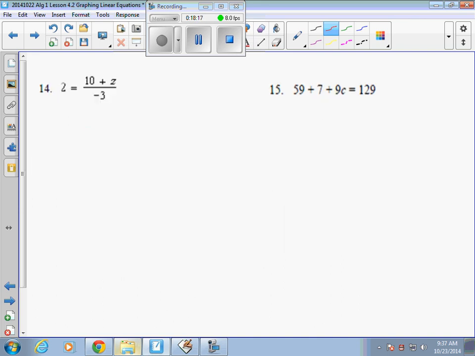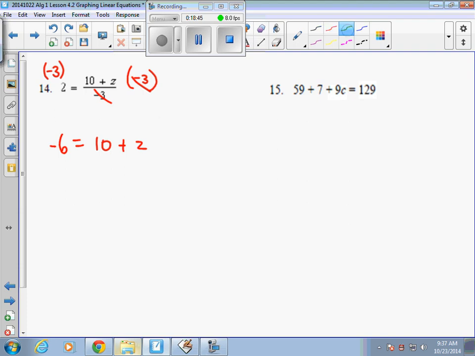Number 14 says 10 plus z over negative 3 is equal to 2. Remember, you can't cancel out that 10 plus z first before you cancel out that divide by negative 3 by multiplying. If you do it there, do it here. Negative 3 times 2 is negative 6, is equal to 10 plus z. Remember, the reason we skipped that 10 plus z part is because the fraction bar acts like a grouping symbol.